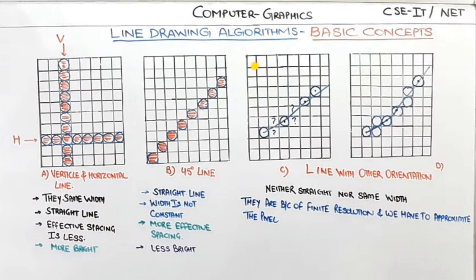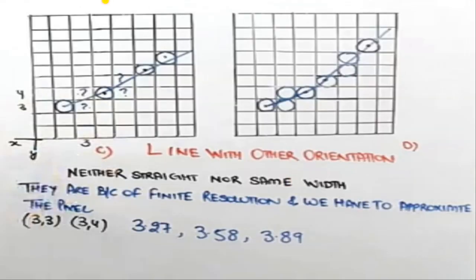This means the number of pixels in the width and the height, whatever the number of pixels there are, we call that the resolution. Okay, and we have to approximate the pixel. Let me explain in a little more depth so that you can understand it.